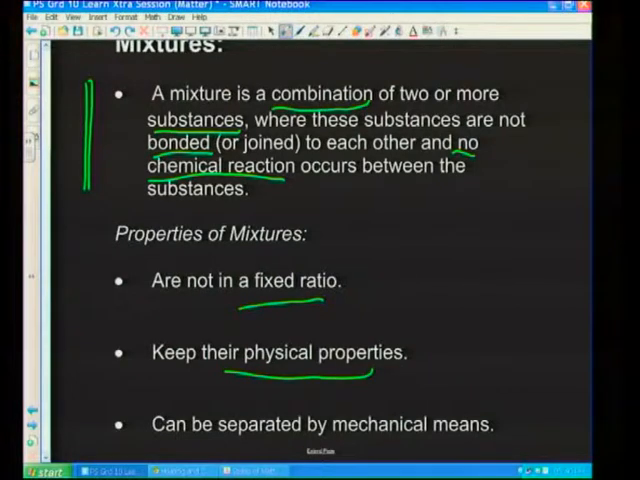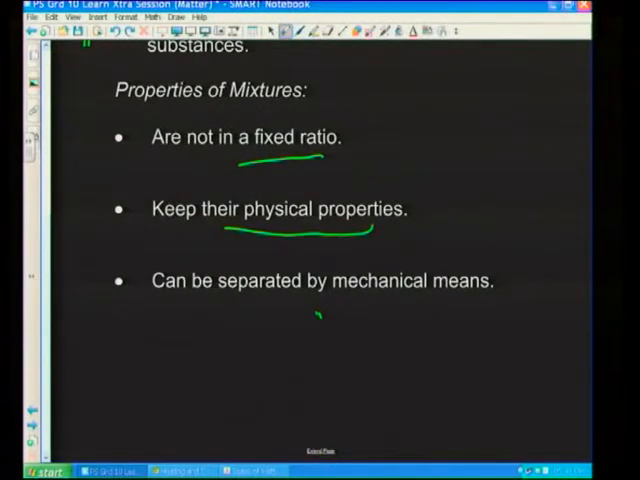What's the next thing? Notice they keep their physical properties. So what we're saying here is that if we've got salt and iron filings mixed together, or flour and sand mixed together, the sand still stays sand and the salt still stays salt. This is the important thing. They can be separated by mechanical means. There are a whole lot of different methods for separating mixtures, by filtering, by hand sorting, by using a magnet. There are a whole lot of ways of separating mixtures, and none of them involve a chemical reaction.